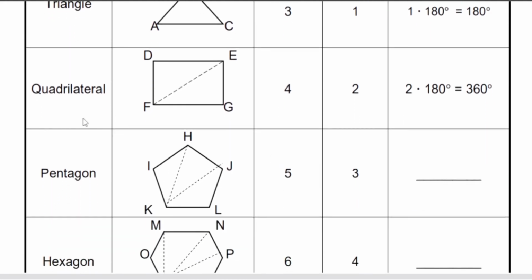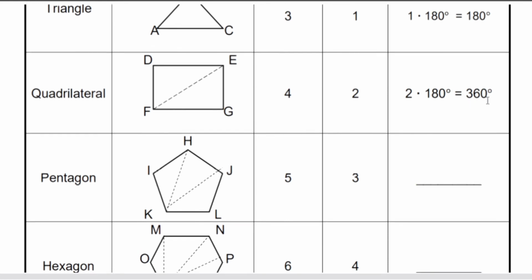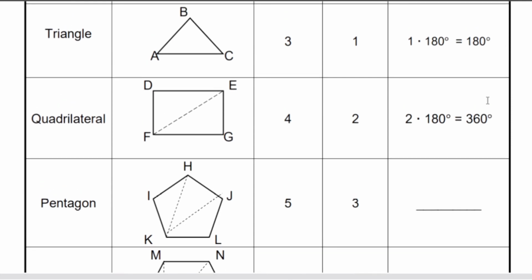Next one, we have the quadrilateral. So again, this is the illustration. So it has 4 sides and 2 triangles formed. So to get the sum of the interior angles, you have to multiply the number of triangles formed by 180, which is 2 times 180 degrees is equal to 360 degrees. So that is the sum of the interior angles of a quadrilateral.